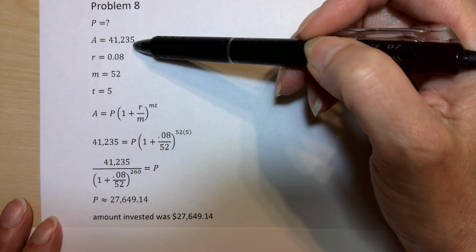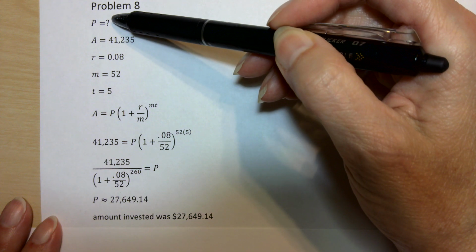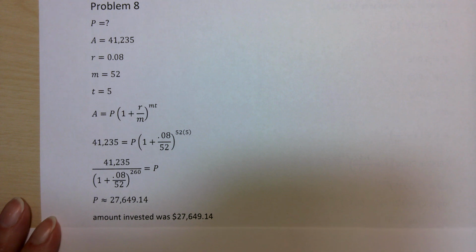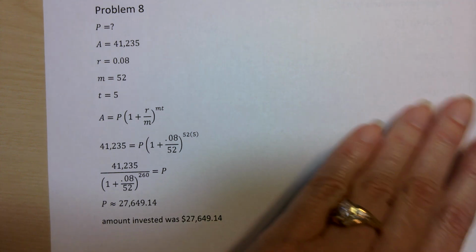So in our problems, P will always be smaller than A. We don't lose money in Math 1630. So P will always be smaller than A. Starting amount will always be smaller than our ending amount, so that might help you just for some clarification as you go through and help you reason through some of your setup processes.